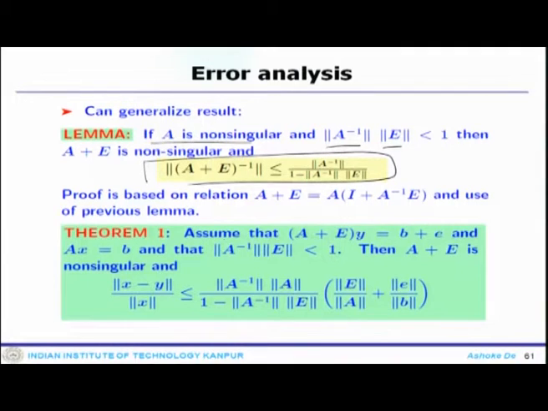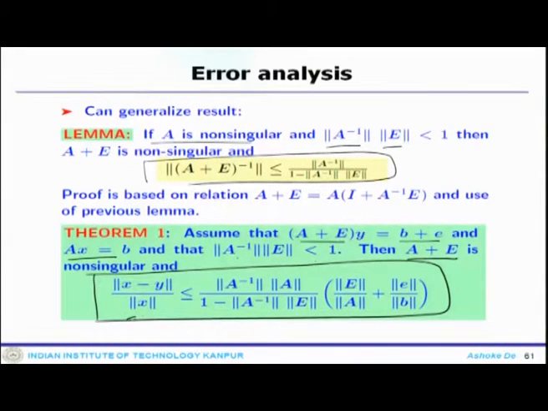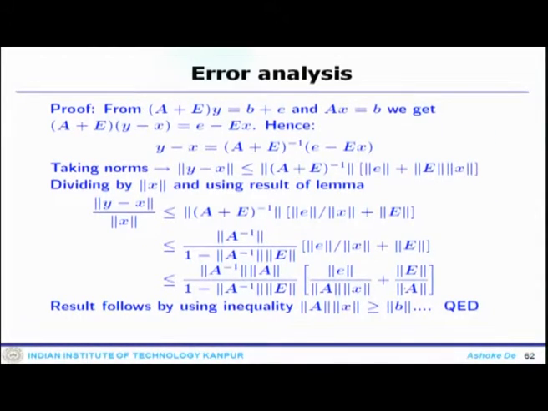So, the theorem says assume A plus E y equals B plus epsilon and A x equals B, and that the norm of A inverse times the norm of E is less than 1. Then A plus E is non-singular, and it also satisfies a bound on the norm of x minus y divided by the norm of x. So, this is the normalization, then you get the norm of A inverse times the norm of A divided by 1 minus the norm of A inverse times E, times the quantity E by A plus epsilon by B. So, how do you prove that?